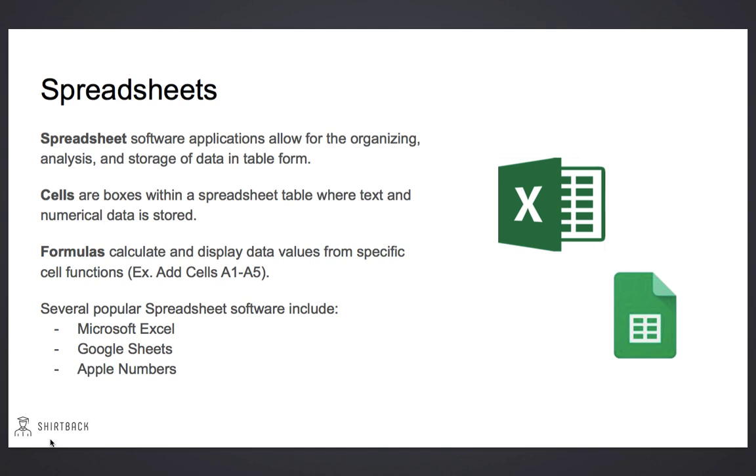Spreadsheet software allows for the organizing, storage, and analysis of data in table form. Within spreadsheet tables are cells. Cells are the individual boxes in spreadsheet tables where we store text and numerical data. Formulas are used to calculate and display data values from specific cell functions. An example would be adding the total numbers in cells A1 to A5. Some popular spreadsheet software programs include Microsoft Excel, Google Sheets, and Apple Numbers.